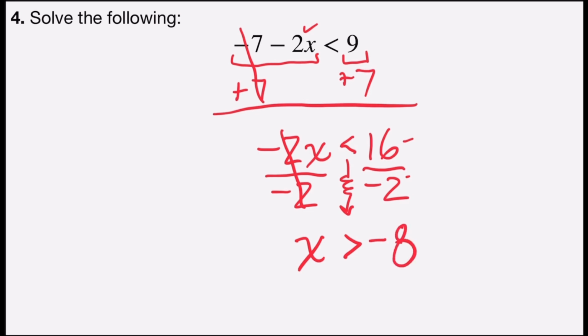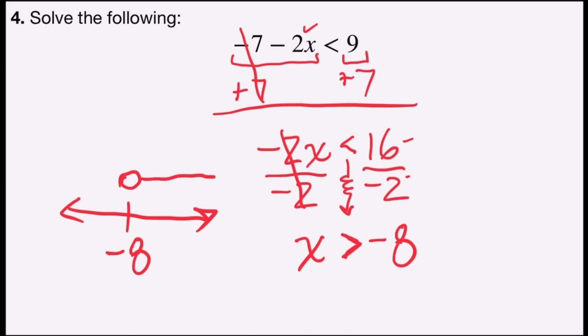I can also show that on a number line in graphic form. The number that I'm interested in is -8. Since it's only greater than -8, I'm going to use an open circle. And numbers that are greater than -8 will be graphed to the right. And so I have x is greater than -8 in algebraic form answer, and I have the graph form x is greater than -8 on the number line.